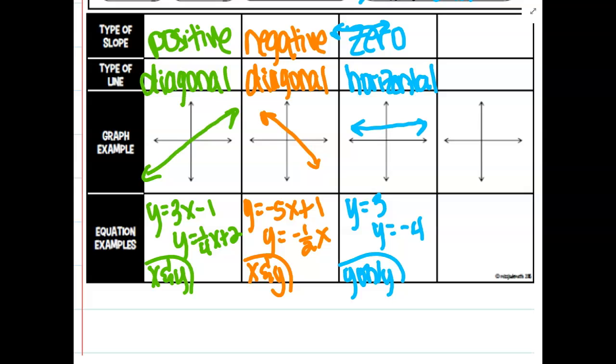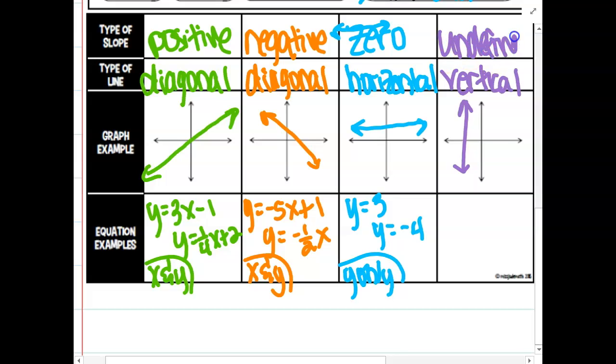Now, the last type of slope, if you're maybe guessing here, we have a diagonal, diagonal, horizontal. This is going to be a vertical line. Now, this type of slope, there's 2 ways you could call it. I like to call it an undefined slope, undefined. You could also call it no slope. It either has no slope or undefined. I prefer undefined.